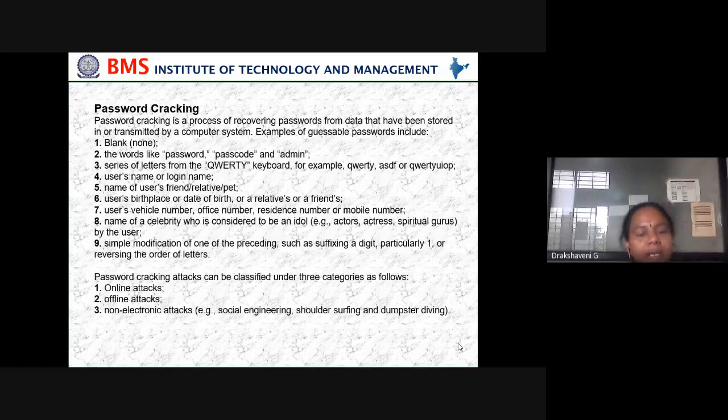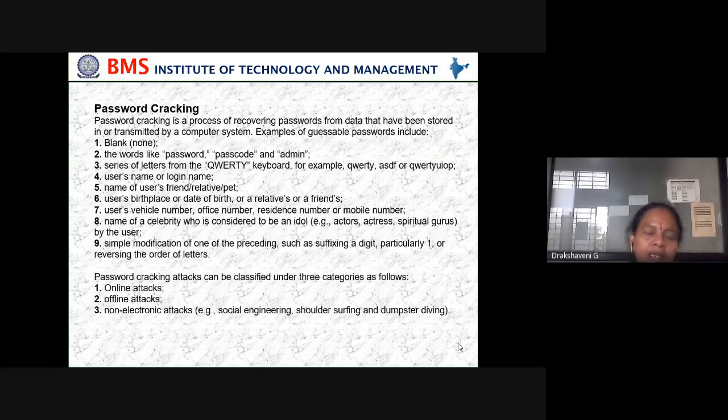Next one is password cracking. So what is this password cracking? Now every one of you, even your Gmail, Facebook, your ATM cards, everything has a password. In an ATM you may have a 4-digit number or 6-digit number as a password. Then I want to crack your passwords. How to do it? Password cracking is a process of recovering passwords from data that has been stored in or transmitted by a computer. Examples of guessable passwords include blank.